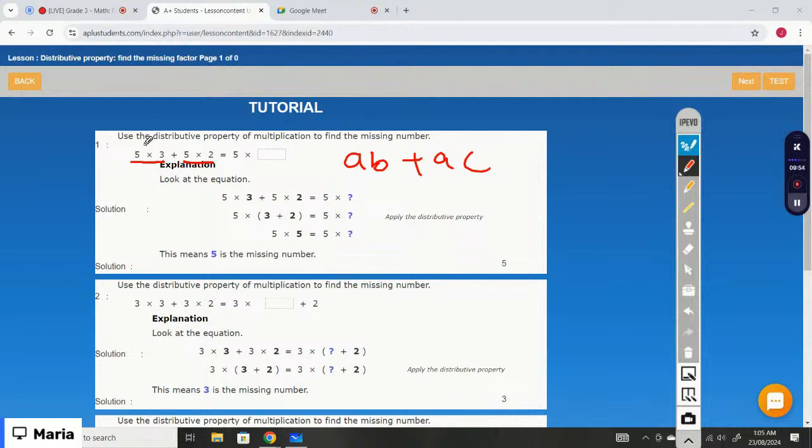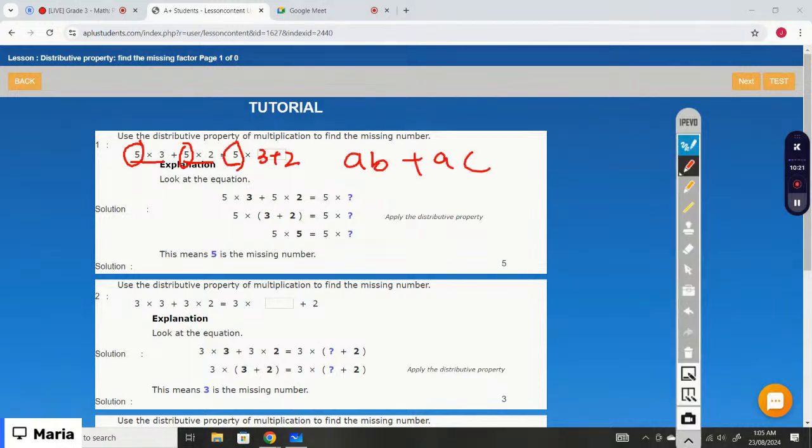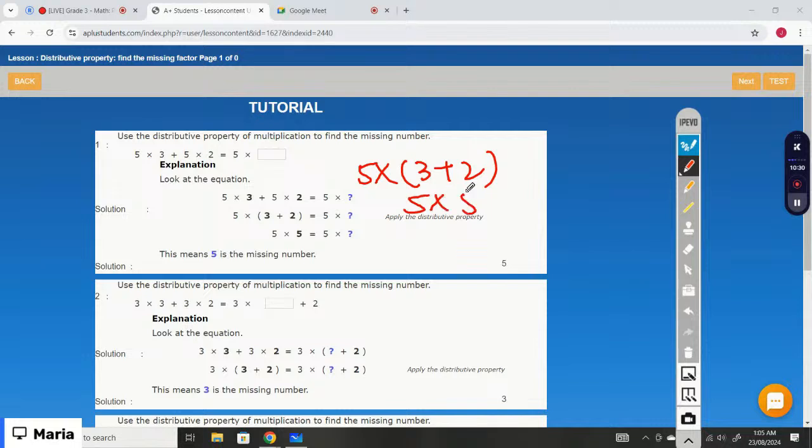You can see A is common here. A is the 5. You can see here 5 is the number that is multiplying, right? And B and C are the numbers that are adding. So B and C are 3 plus 2. You can see here. The missing number, you can write it as 5 times (3 plus 2). You can add them, like 3 plus 2 is 5. So you can write it as 5 times 5. Got it? They both are right. If you write 3 plus 2 or if you write 5, they both are correct.